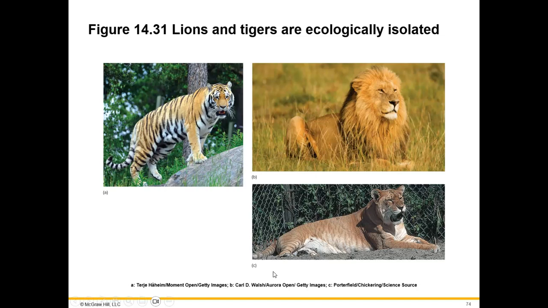So when we talk about ecologically isolated species, one example of that is lions and tigers. Technically, they could travel to each other and mate to produce offspring like this liger here, but that's not going to be possible because they're just not looking for each other in those separate habitats.